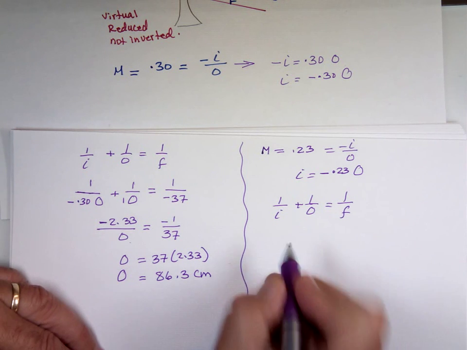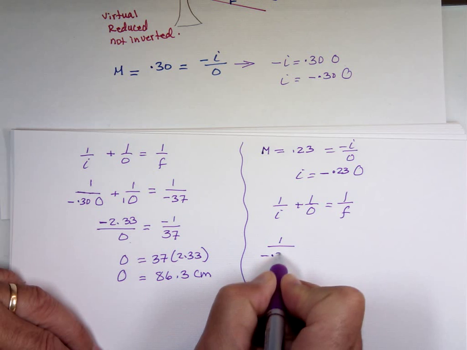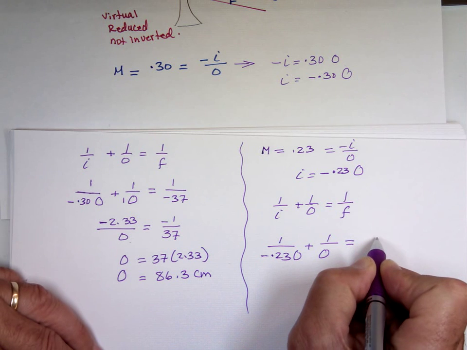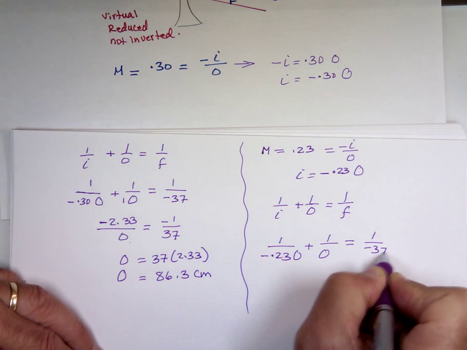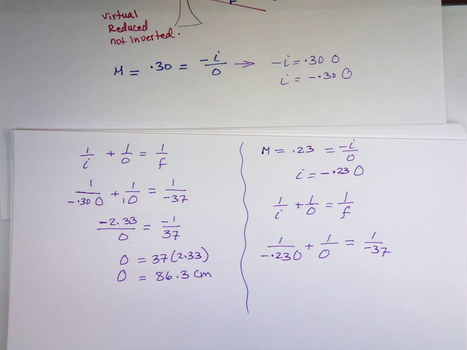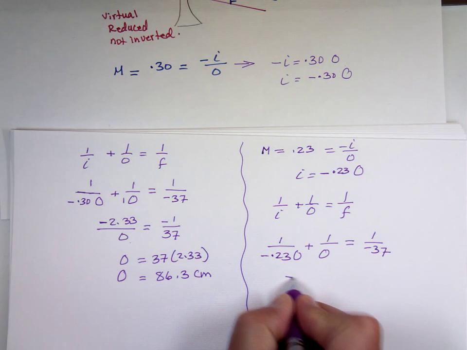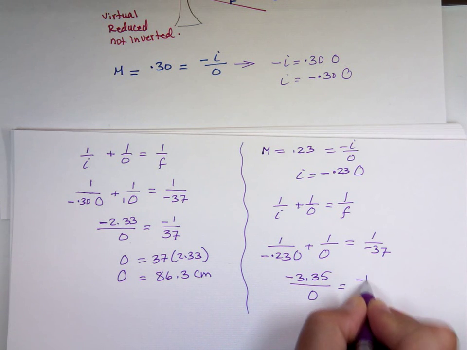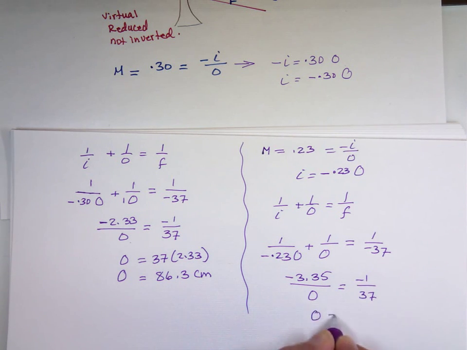1 over negative 0.23 O plus 1 over O equals 1 over negative 37. 1 divided by 1 minus 1 divided by 0.23, negative 3.35 over O equals negative 1 over 37. O should be 37 times, canceling the negatives, 3.35. That object should be moved to 123.9 centimeters.